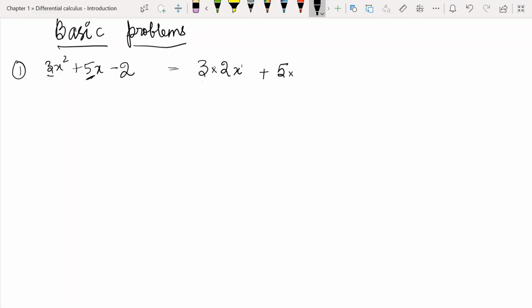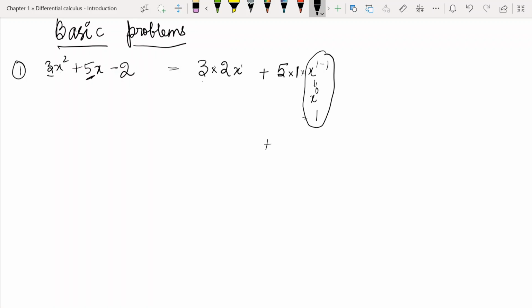X has the power 1. So when we write here, it will be 1 into x power 1 minus 1. 1 minus 1 is 0. So x power 0 is nothing but 1, right? So that's how we get this part.